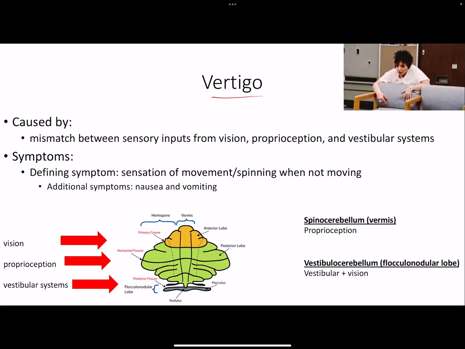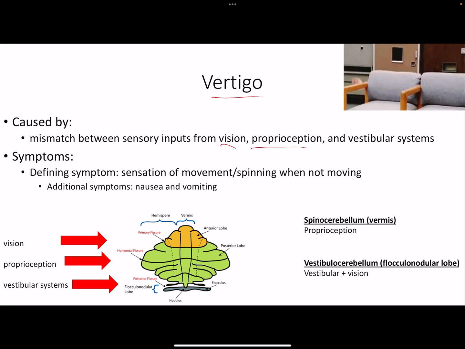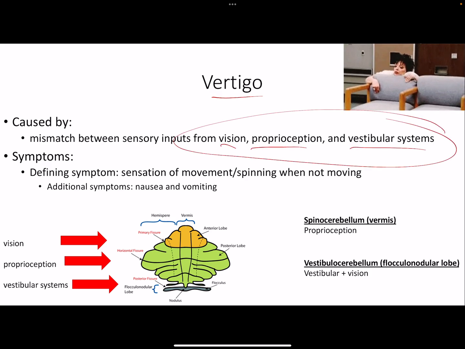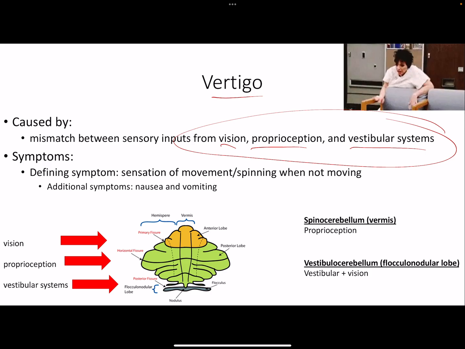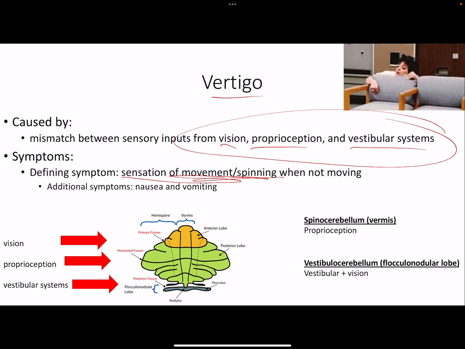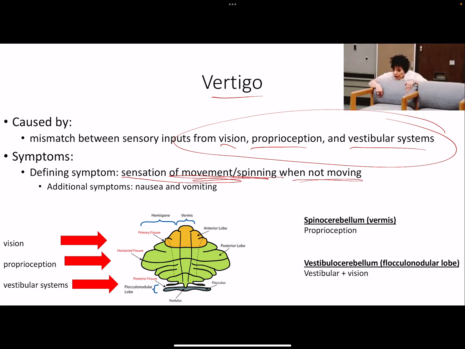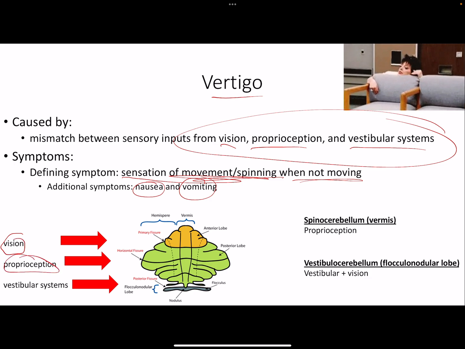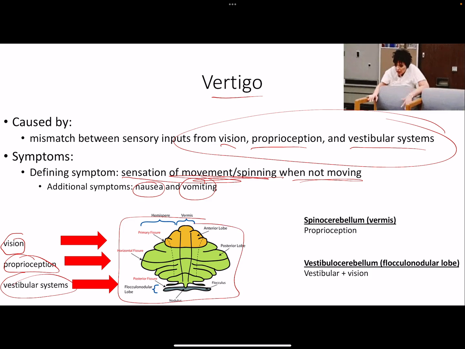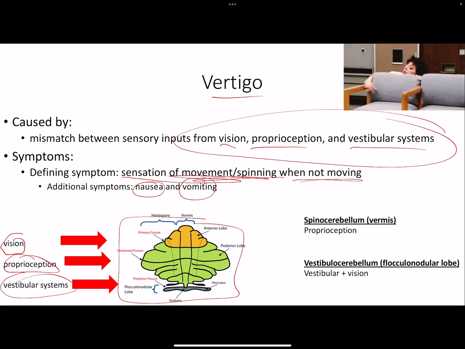All right, vertigo. So vertigo is when we have a mismatch between vision, proprioception, and vestibular systems. These are our big three for balance and just feeling normal, honestly. So vertigo is you have a sensation of the room is spinning even if you're not moving. You might also have nausea and vomiting. So vision, proprioception, and the vestibular system all are going to be inputs to the cerebellum. The cerebellum is the nucleus which is integrating all of these things and making sense of it.